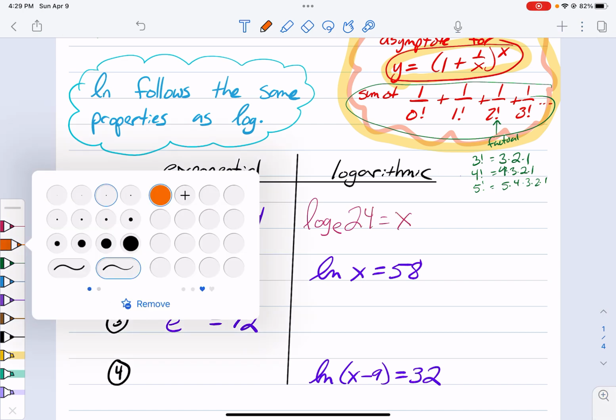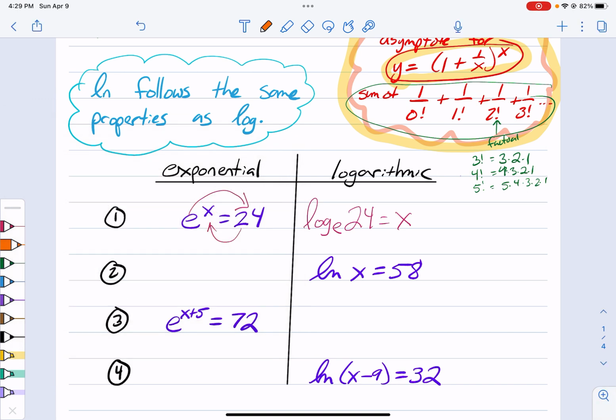However, we don't write a log base e. The way we write that is natural log. So log base e is actually written as natural log, ln. I always do it in cursive. So that's an ln in cursive. Why? Who knows? Go for it if you want to, or write ln however you want to. So log base e is ln of 24 equals x. That's how you would change e to the x equals 24 into a natural log.